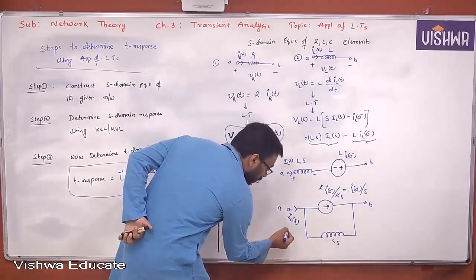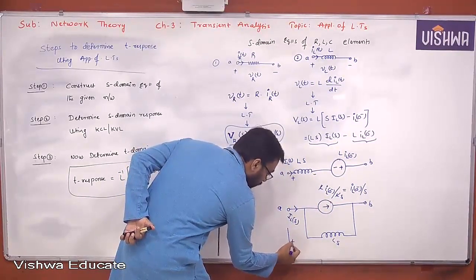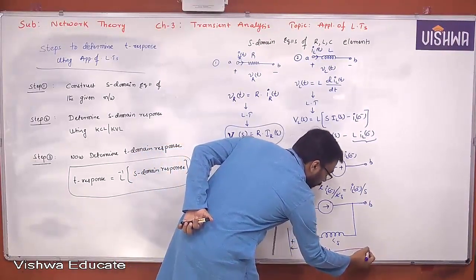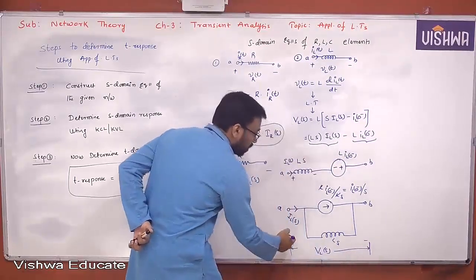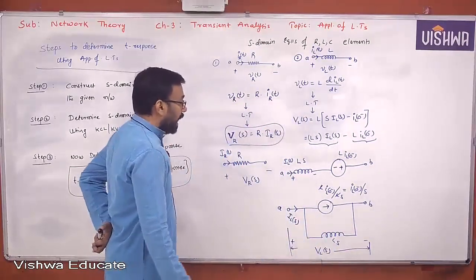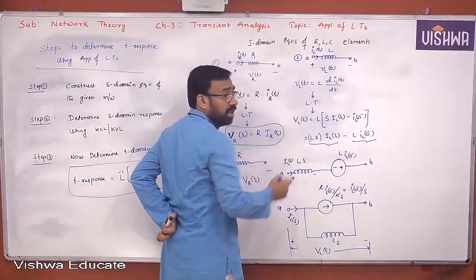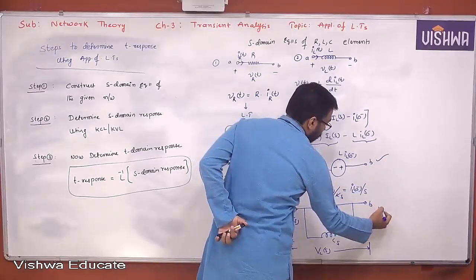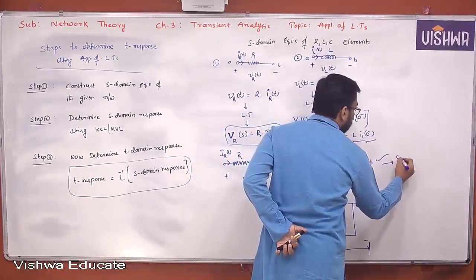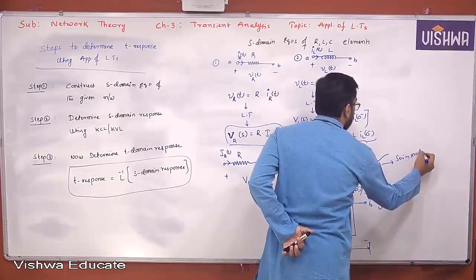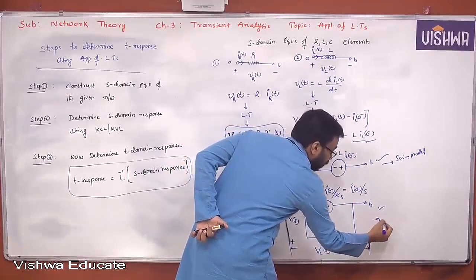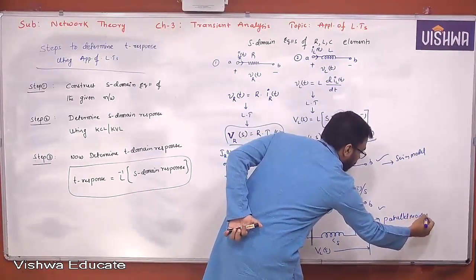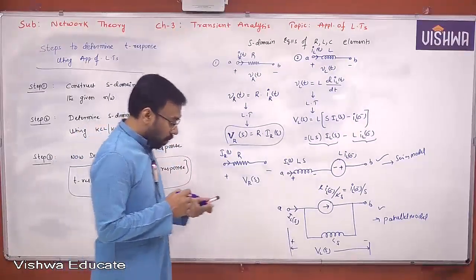And the voltage between these 2 points is VL of S. That's it. This is plus, this is minus. So the S domain equivalent of L can be replaced by a series model or a parallel model. This is a series model. Some textbooks use the series model, some textbooks use the parallel model. Note on this, all of you. Then we'll move on to the capacitor.